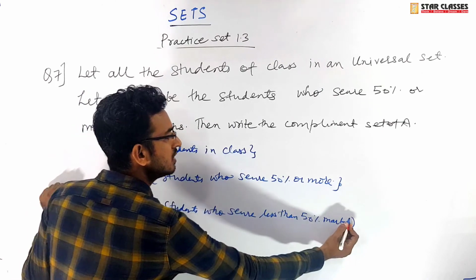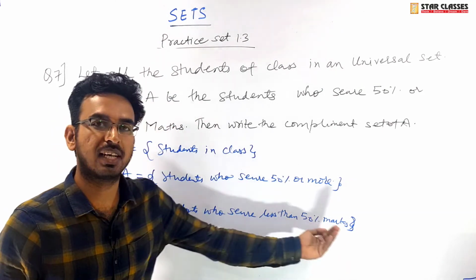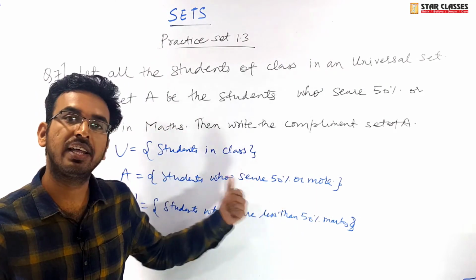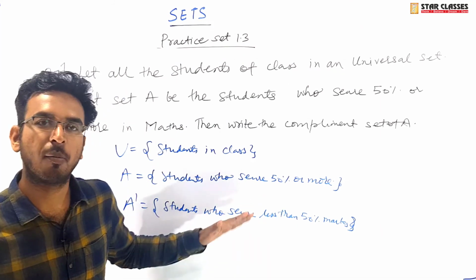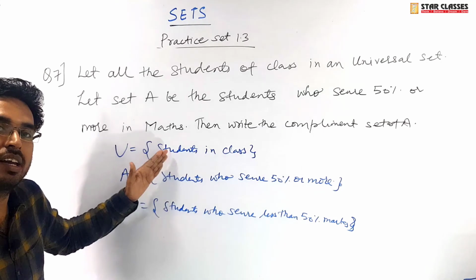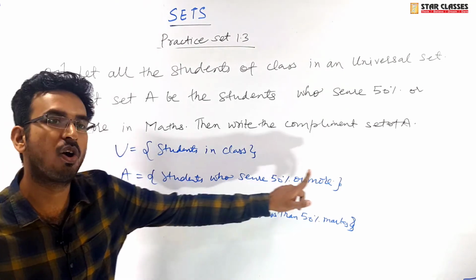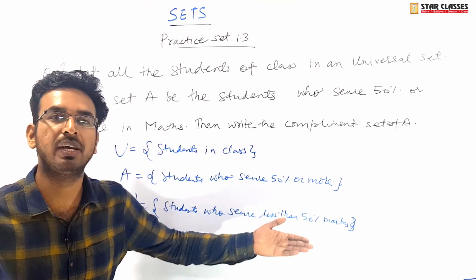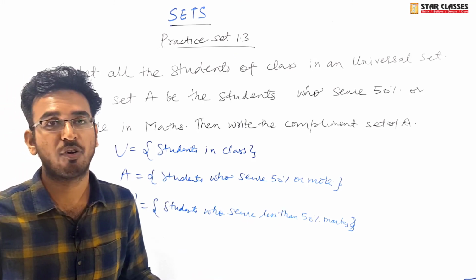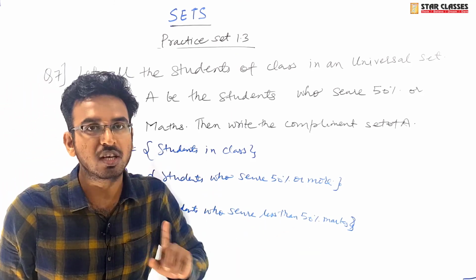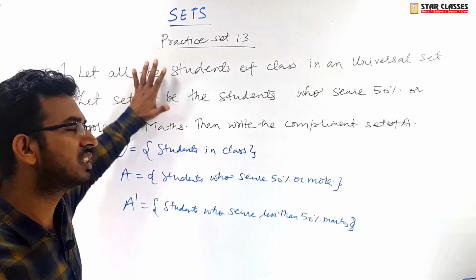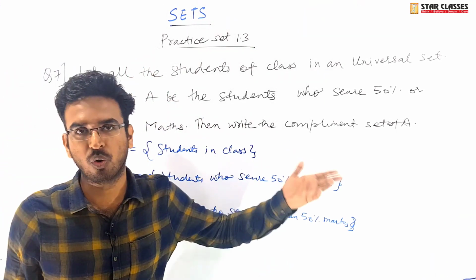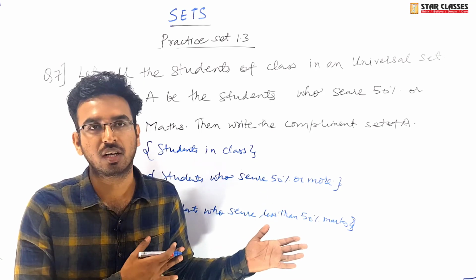You will not say 50 or less, because here 50 is already there in A. So 50 is not inclusive of the complement. Complement is whatever is not there in A. So A has 50 or more. So A complement will be directly less than 50. That is, 49.9 is fine, but 50 is not fine. Now the remaining questions which I have left, you try on your own because they are similar to what I have done in the class.